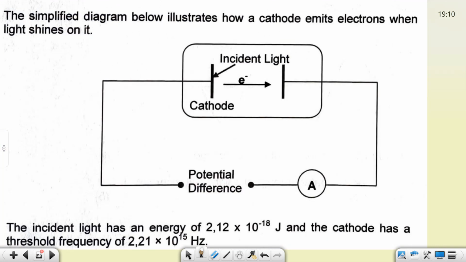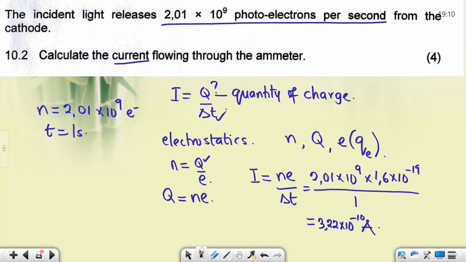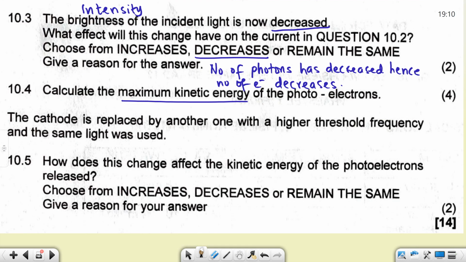Oh, first page, I think. We have energy of 2,12 times 10 to the power negative 18. The incident light has an energy of 2,12 times 10 to the power negative 18. So we know that.